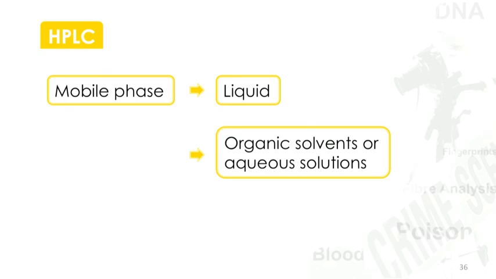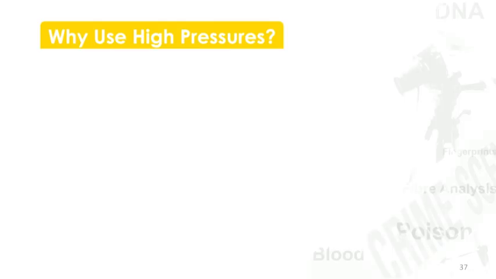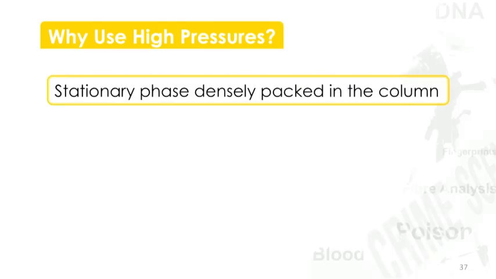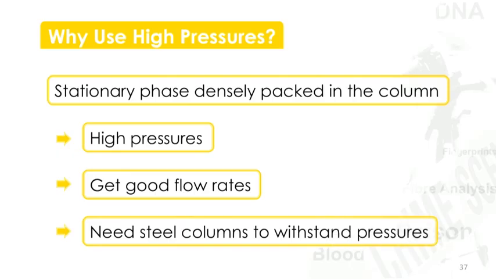HPLC does not use the very long, fine metal tube to contain the stationary phase that GC used. In HPLC, we use steel columns, and we have to use these steel columns because of the high pressures involved. Why do we use high pressure? Because the stationary phase is a very fine material densely packed inside the column. So to get the liquids to flow through the column at a useful rate, we have to apply a high pressure, and that is done with a pump. So we need the high pressure to get the good flow rates, and therefore we need the steel columns to have the strength to stand up to those pressures.